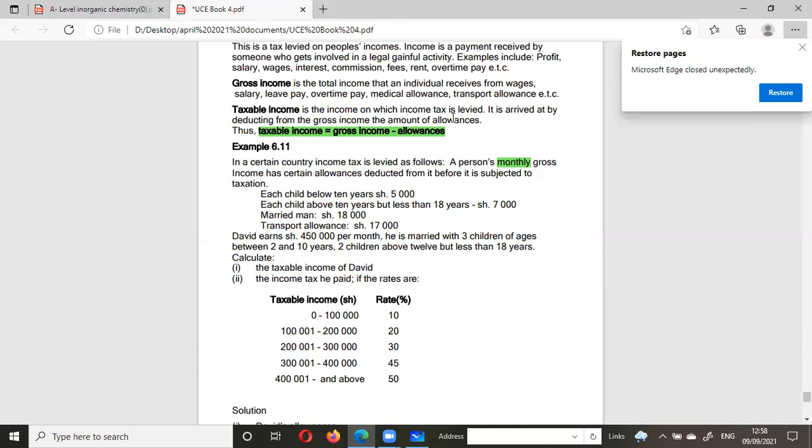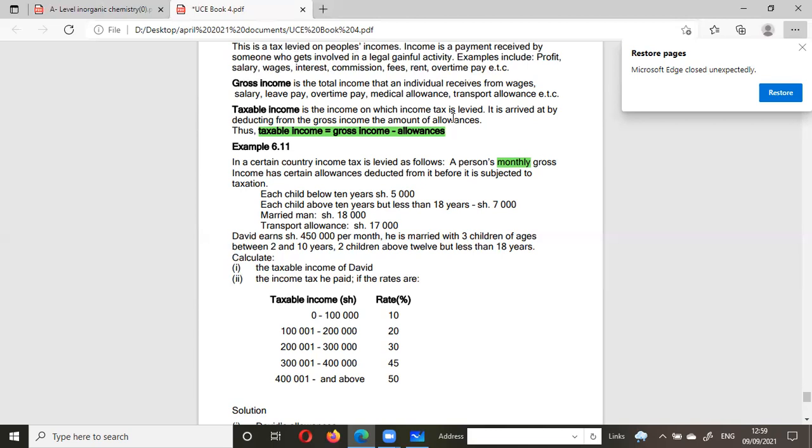Now this is the income he gets, a salary. How much is he paid per month? 450 per month. He is married, which means he also gets the marriage allowance of 18,000. He has 3 children, which means he gets the children allowances.